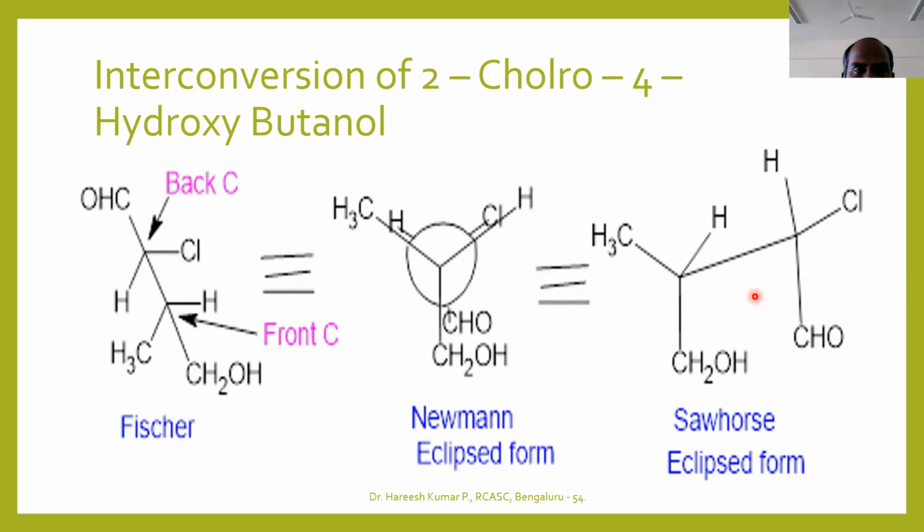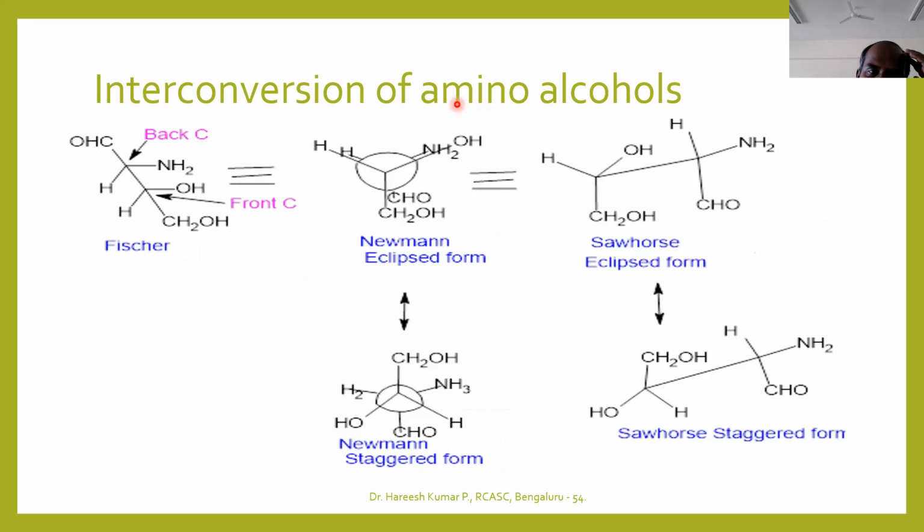So I will go to the next slide. So the next slide is about taking the example of amino alcohols. So that means one group is amino, another group is hydroxy. Hydroxy is also called alcohol. So in this, this carbon is taken as a front carbon. This carbon will be taken as a back carbon.